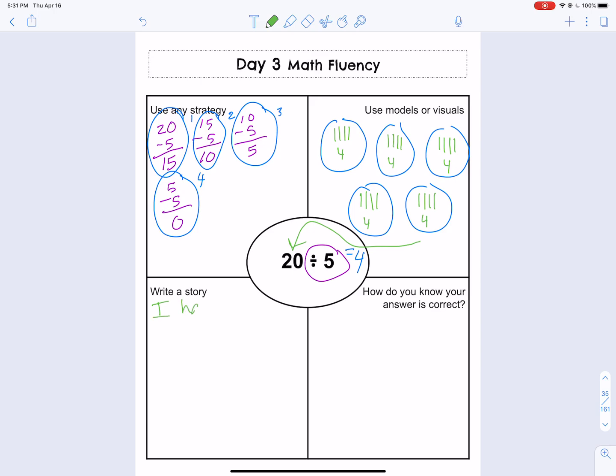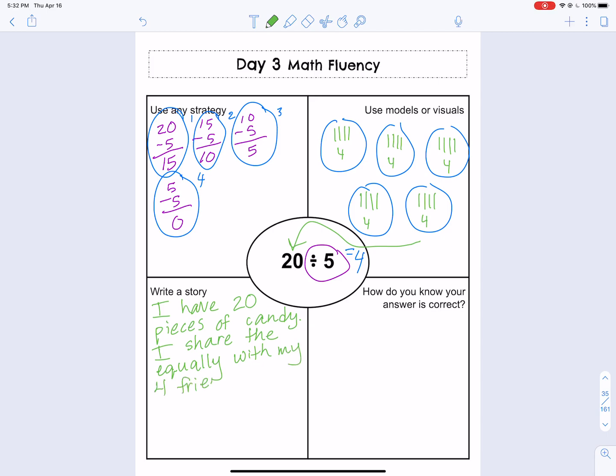I have 20 pieces of candy. I share the candy equally, there's a good division word for you, with my 4 friends.